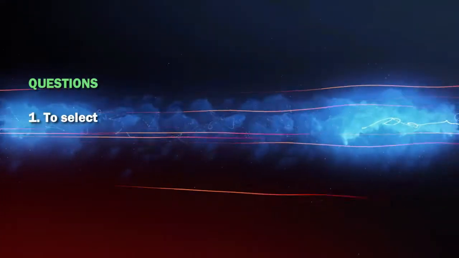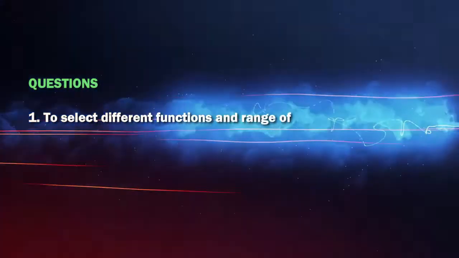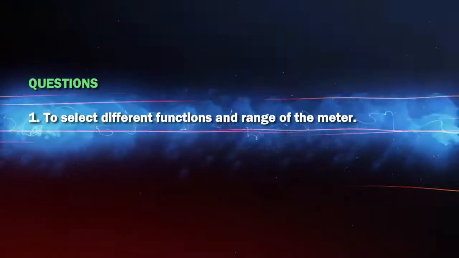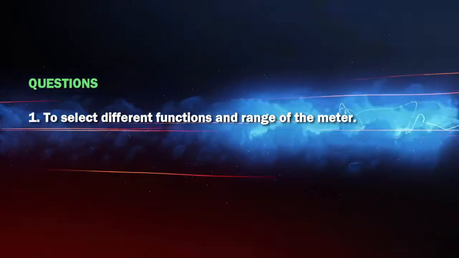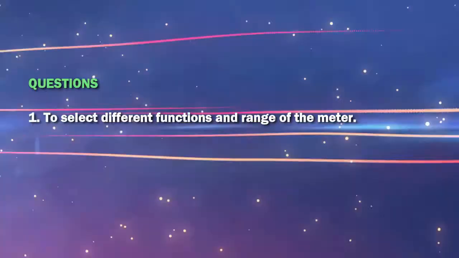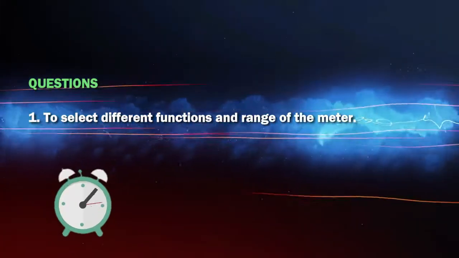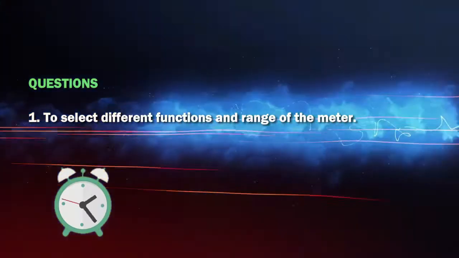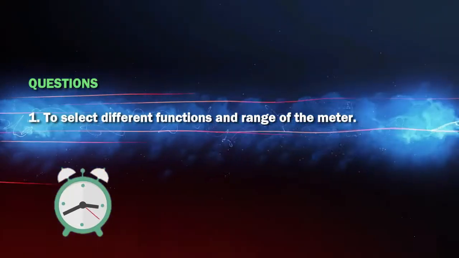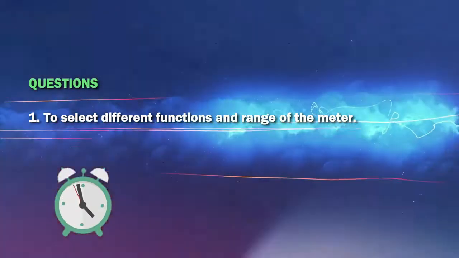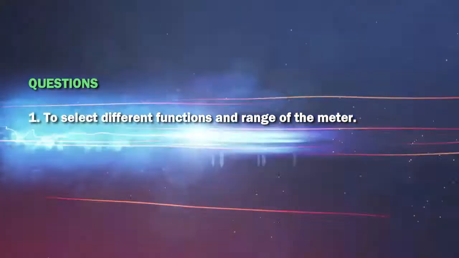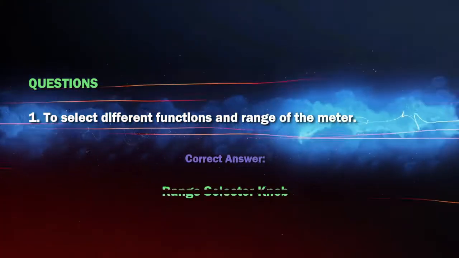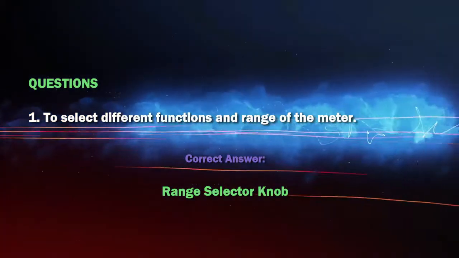First question. To select different functions and range of the meter. Time's up! The correct answer is range selector knob.